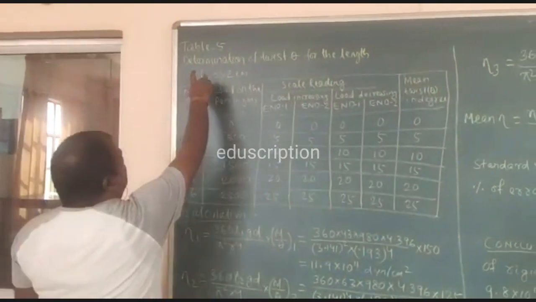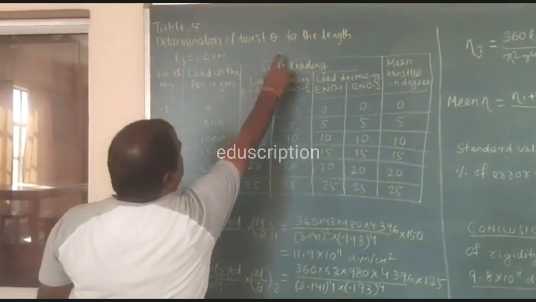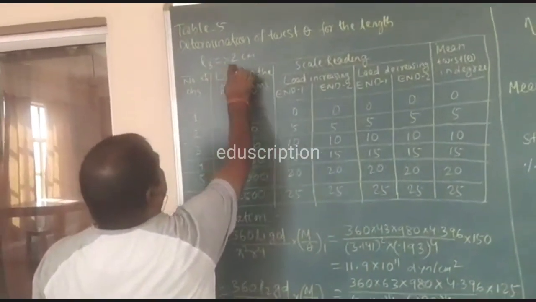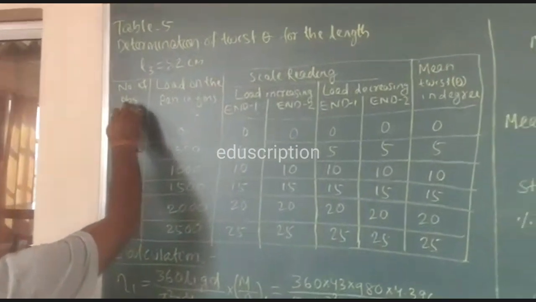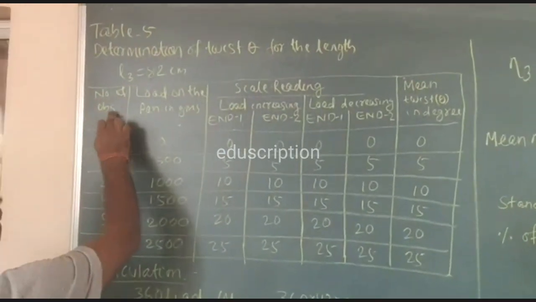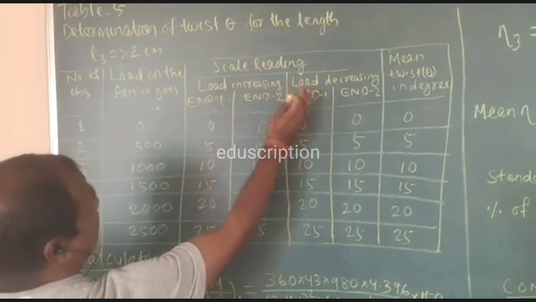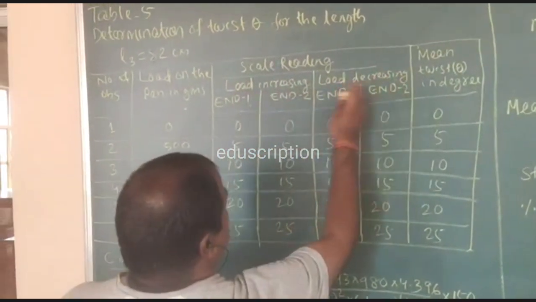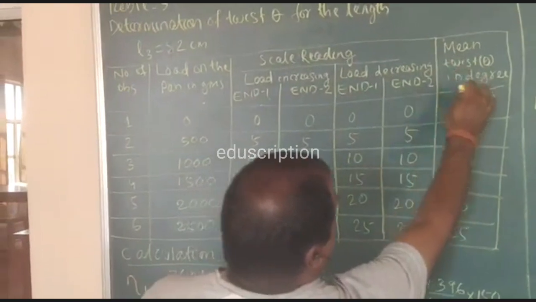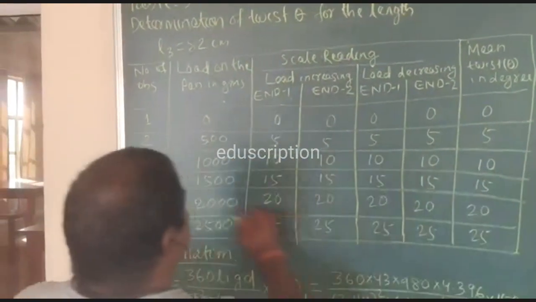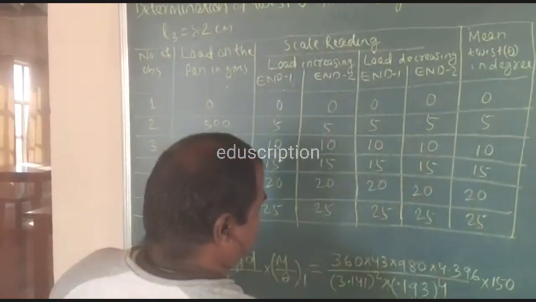See here, table 5 is your determination of twist theta for the length L3, that is 82 centimeter. Similarly, number of observation, load on the pan in grams, scale reading, that will be also divided into two subgroups, load increasing, load decreasing, N1 N2, N1 N2, and mean twist theta in degree. These are the data we have found from the experiment.